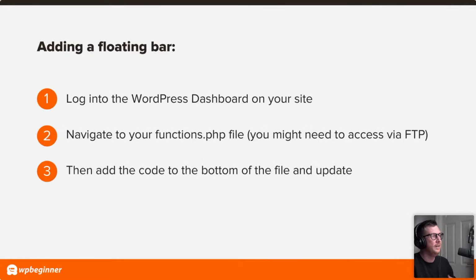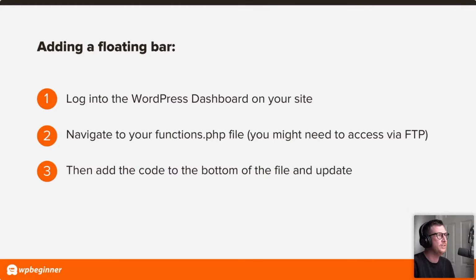So for adding code snippets manually, normally you'd log into your WordPress dashboard on your site. You navigate to your functions.php file if you can find it. If you can't see it in your WordPress dashboard, then you might need to access your site by FTP. We do have videos and articles on WP Beginner on how to do that. And then you add the code to the bottom of the file and then update. And then hopefully everything will work.